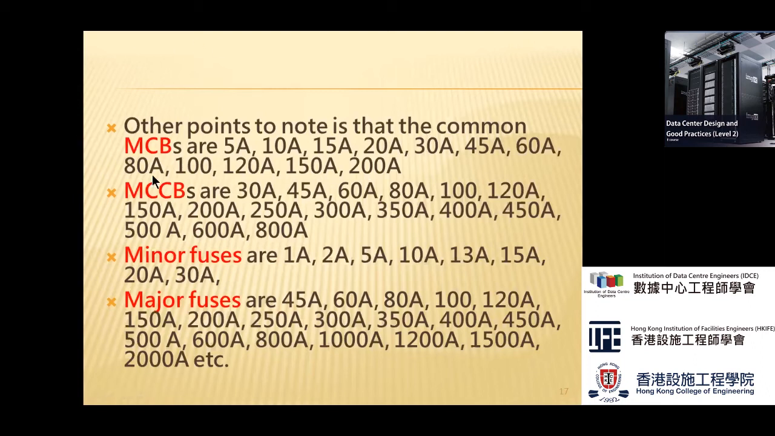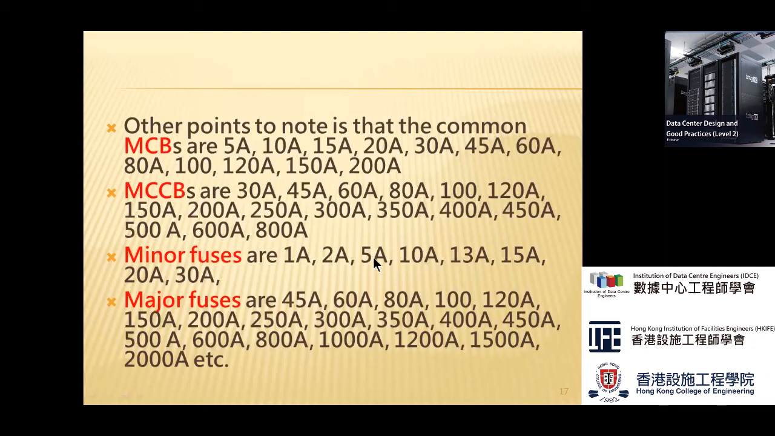And the next one, for MCCB, you can usually take 30 amps, 45, 60, 80, 100, 120, 150, 200, 250, 300, 350, 400, 450, 500, and then 600. There's no 700, it's only 800, and then 1000. This is the manufacturing product available. For minor fuses, you can use a 1 amp, 2 amp, 5 amps.